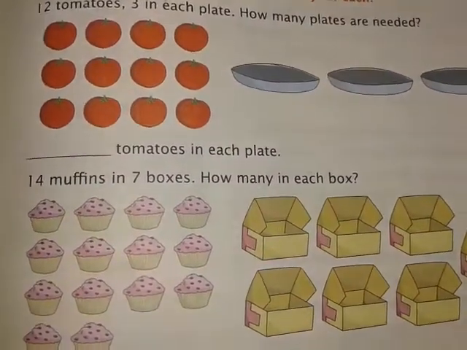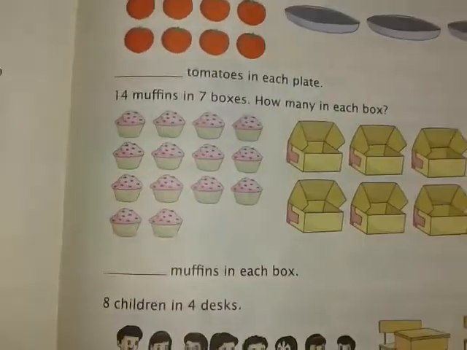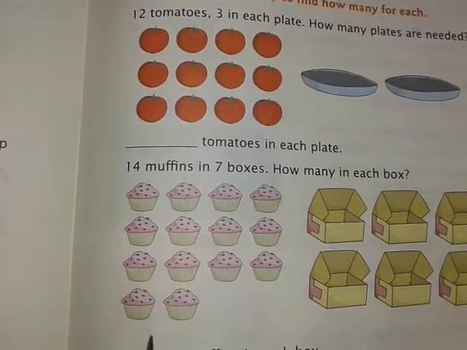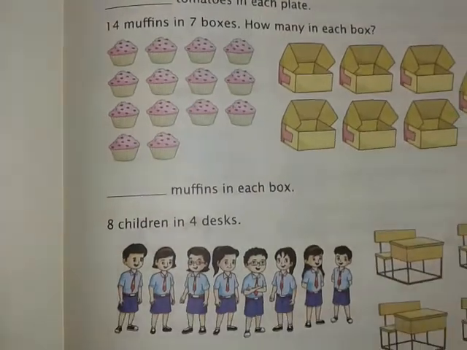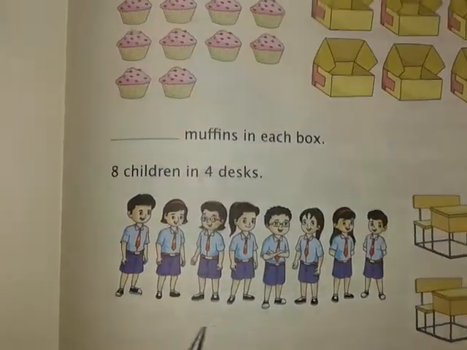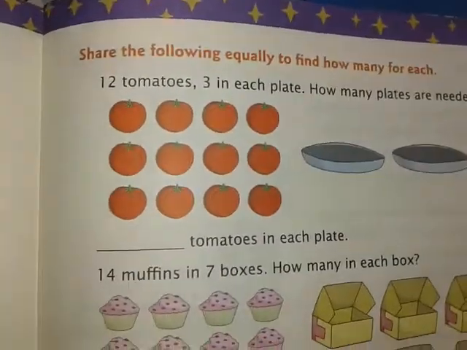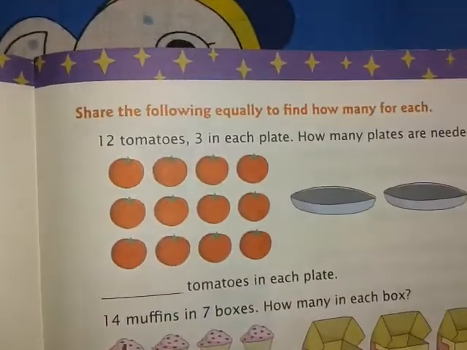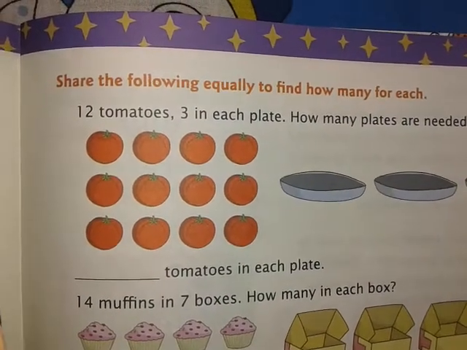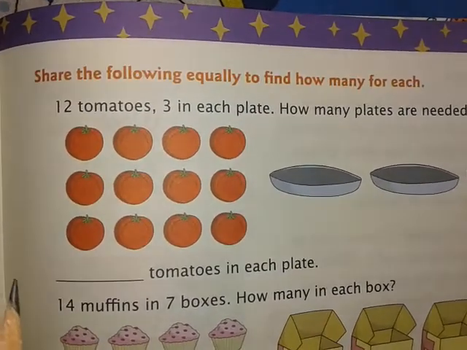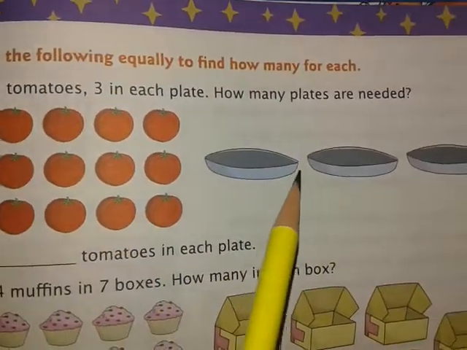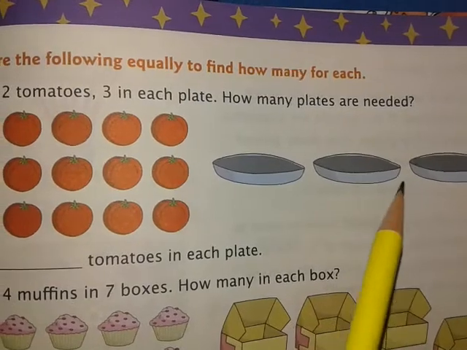And after that, come to page 169. You can see here pictures of some tomatoes, muffins, and some students given. You have to make groups here. This is simply that you have to divide. You have to share equally. Division means sharing equally. 12 tomatoes are given, and here you can see in the picture there are 3 plates.